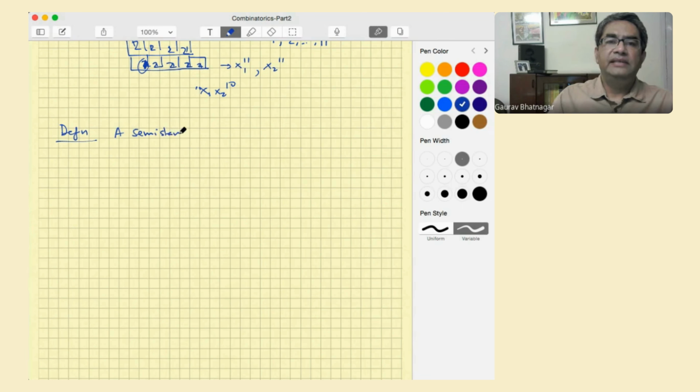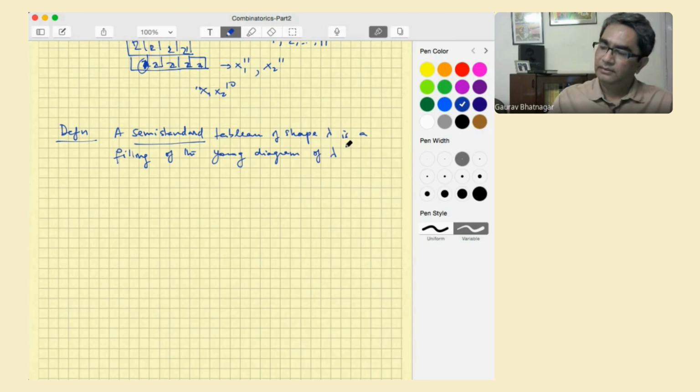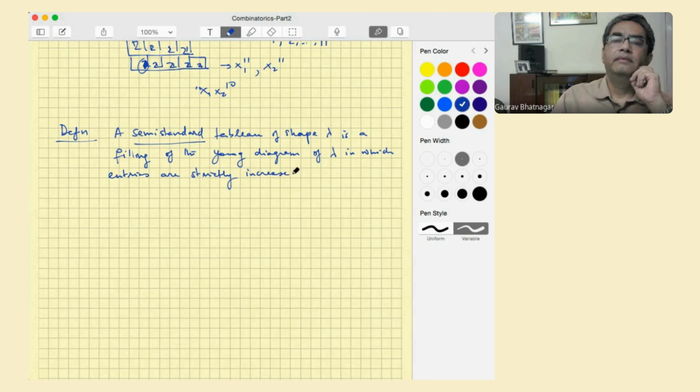So a semi-standard filling of a tableau of shape lambda is a filling of the Young diagram of lambda in which entries are strictly increasing from bottom to top and weakly increasing from left to right.